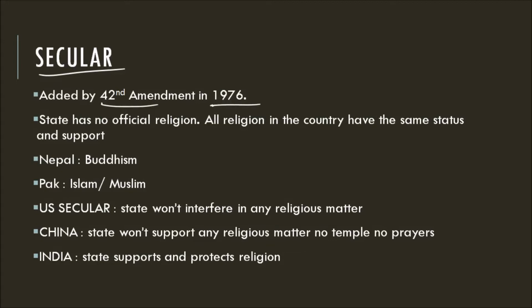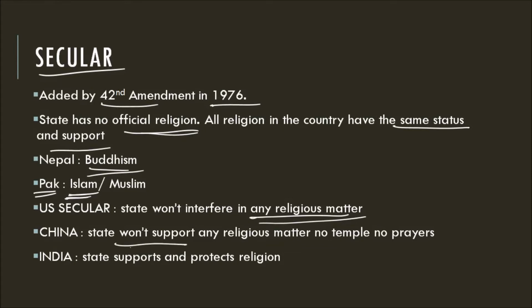By secular, we mean that India doesn't have any official religion and all religions in the country have the same status and support. If we talk about Nepal, Buddhism is the state religion and Islam is the state religion of Pakistan. See, the definition of secular is also different for different countries. Like the US is also a secular country, but the definition is a bit different. In the US, the government won't interfere in any religious matter, right? Clear? China is also secular, but the definition is different. Like in China, the state won't support any religious matter.